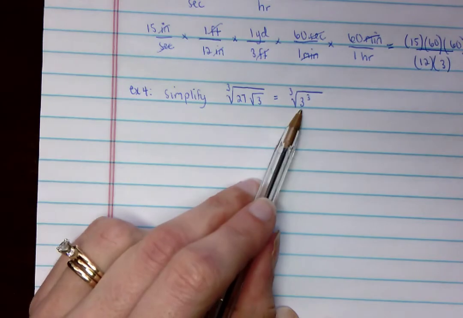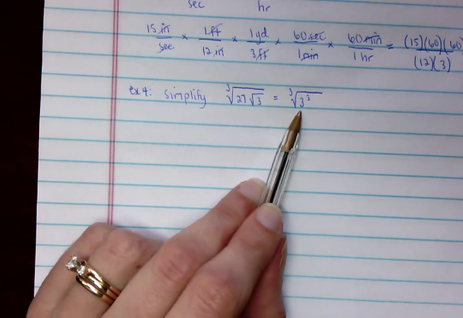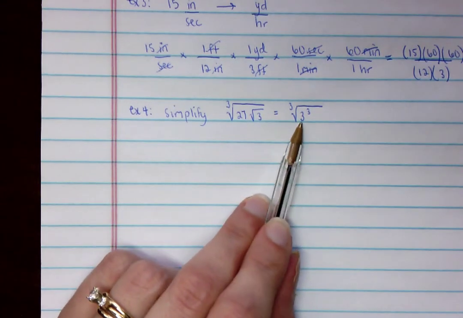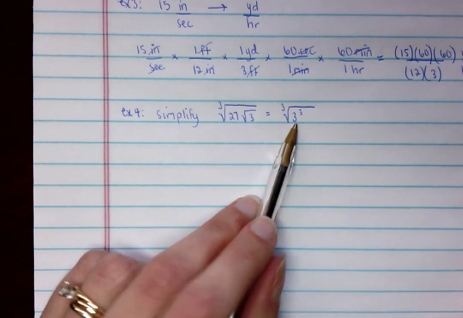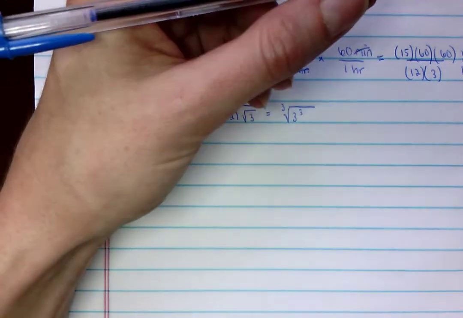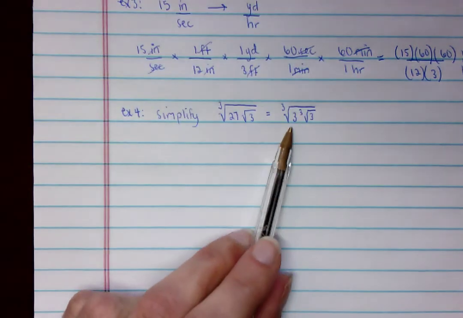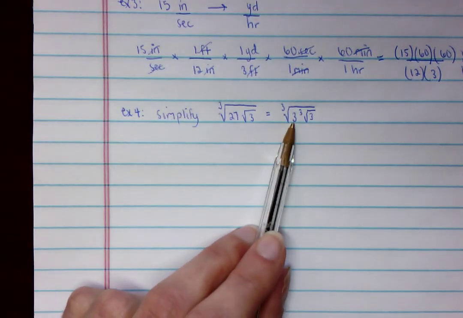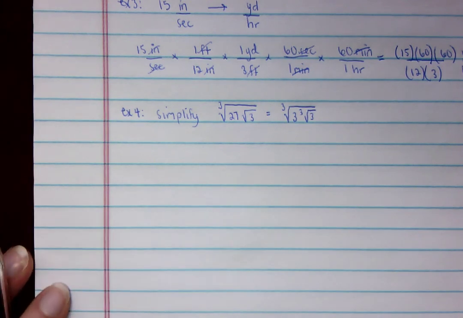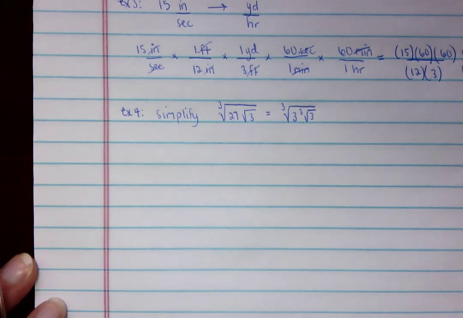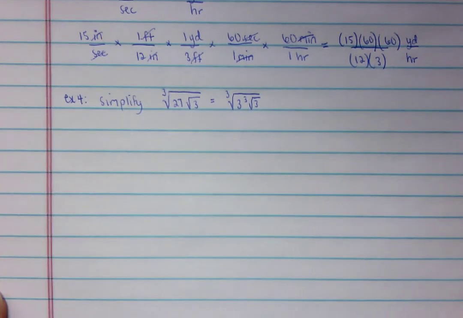27 is 3 to the 3rd power. 3 times 3 is 9, and then 9 times 3 is 27. So we have 3 to the 3rd there, and then we have the root 3 underneath it. So I started by just writing the 27 as 3 to the 3rd. Now we want to replace the radicals with the parentheses, brackets, and fractional exponents. So here we go.